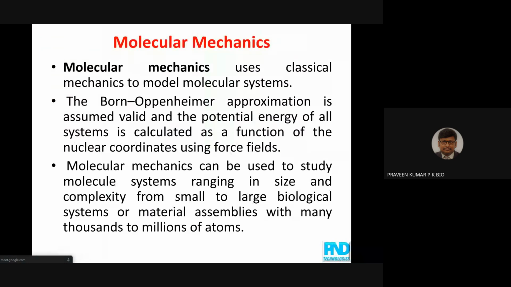Now first about molecular mechanics. Molecular mechanics uses classical mechanics to model molecular models. You know, whatever we study today is something related to physical chemistry. So one should have knowledge of physics as well as chemistry.